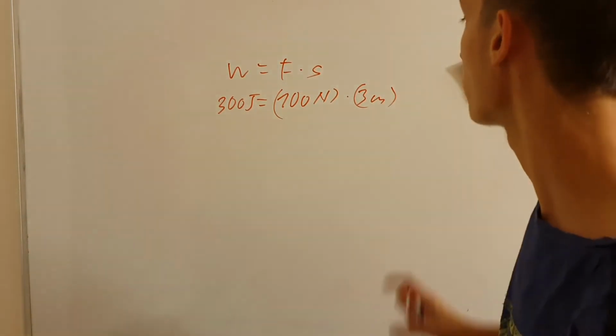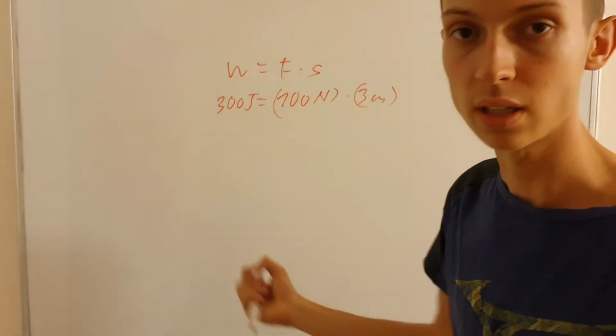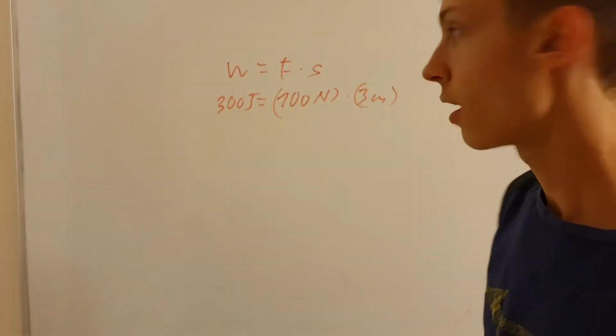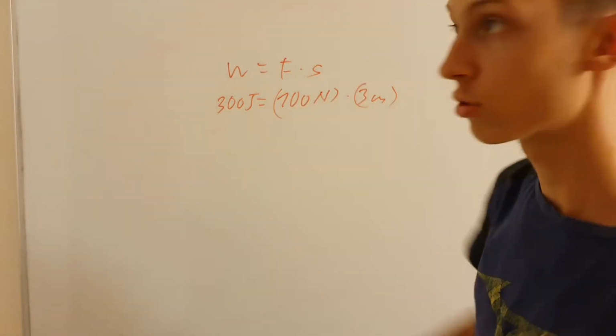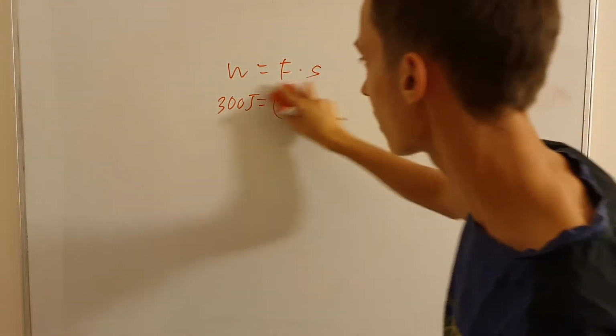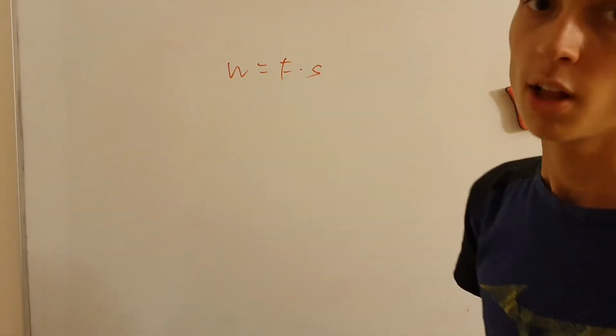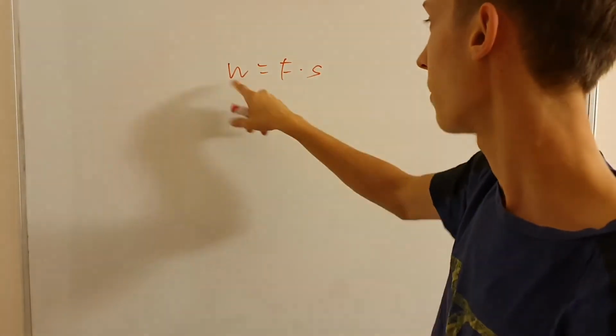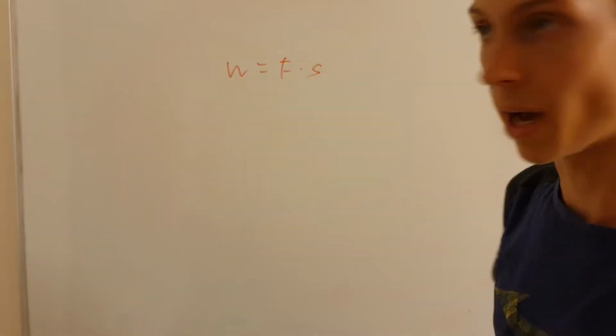So if the question was posed as how many joules of energy are needed in order to apply a force of 100 newtons for 3 meters, that will be 300 joules. So in this aspect, work and energy are replaceable. From now on, I will start using the formula for work, but you can imagine the energy behind it.